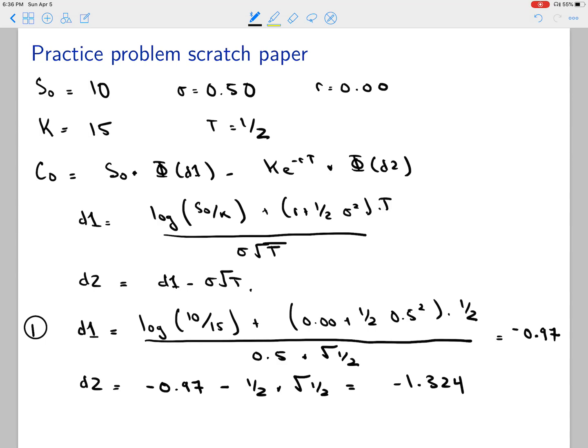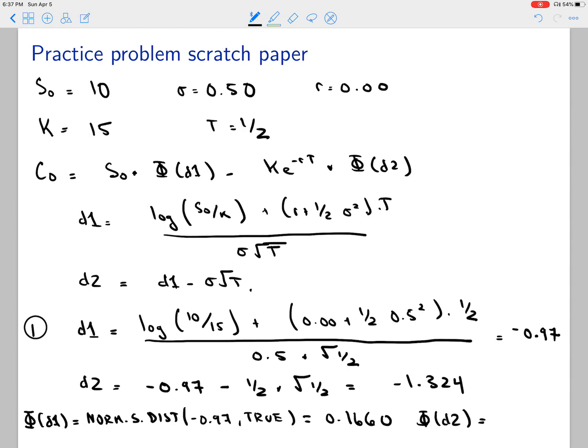Okay. We have D1 and D2. Now all we have to do is plug them into Excel to get phi of D1 and D2. Phi of D1 is norm.s.dist of D1, negative 0.97, comma, true. Plug this into Excel. What are you going to get? You're going to get this is equal to 0.1660. And phi of D2, doing the same exact thing, I'm not going to write it out here. I got very little space, but it's going to be equal to 0.0928. It's a good way to check your answer.